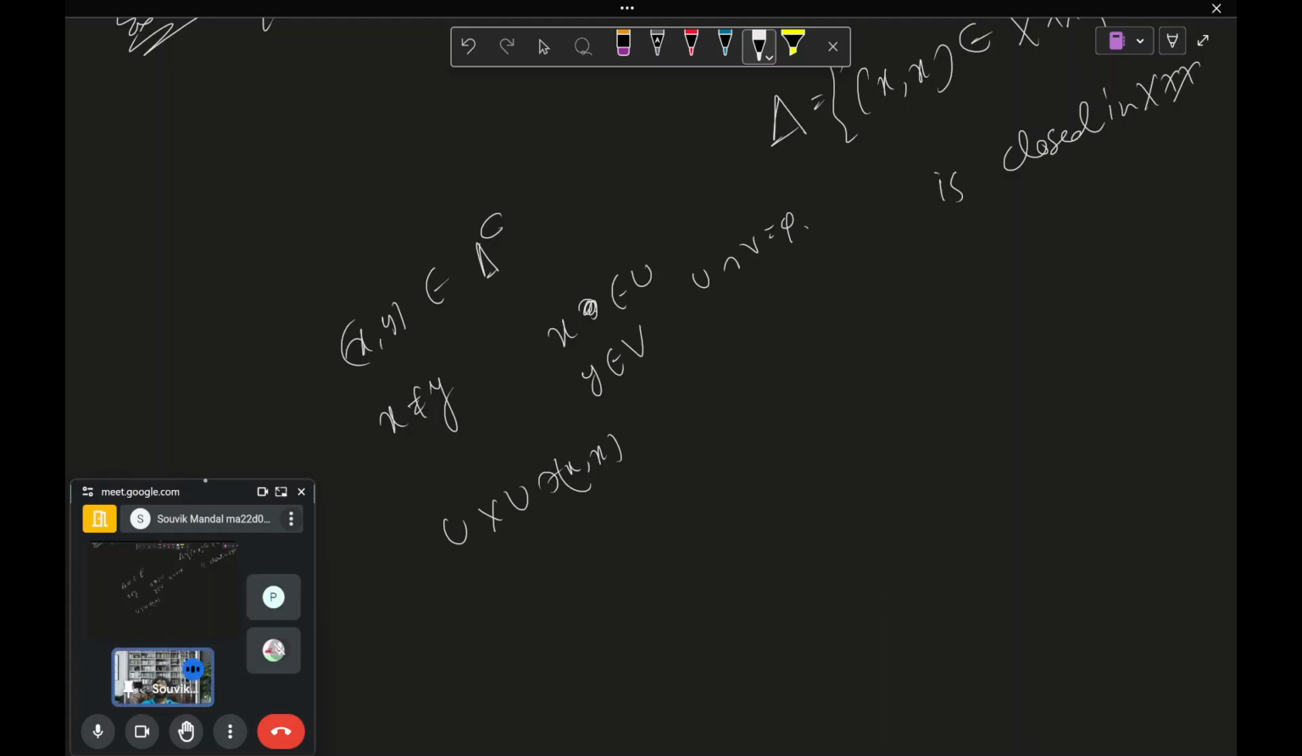The point is that whatever is written on the screen, x cross y belongs to some open set already, which lies outside the delta itself also. Just recognize it.